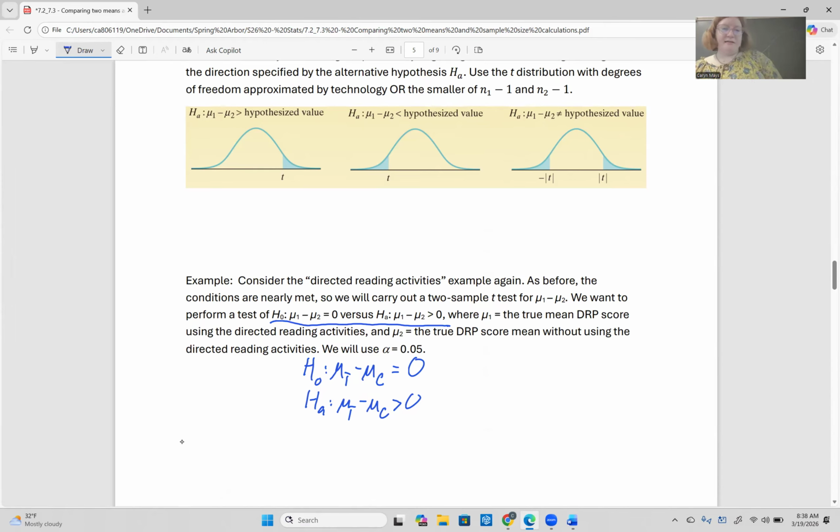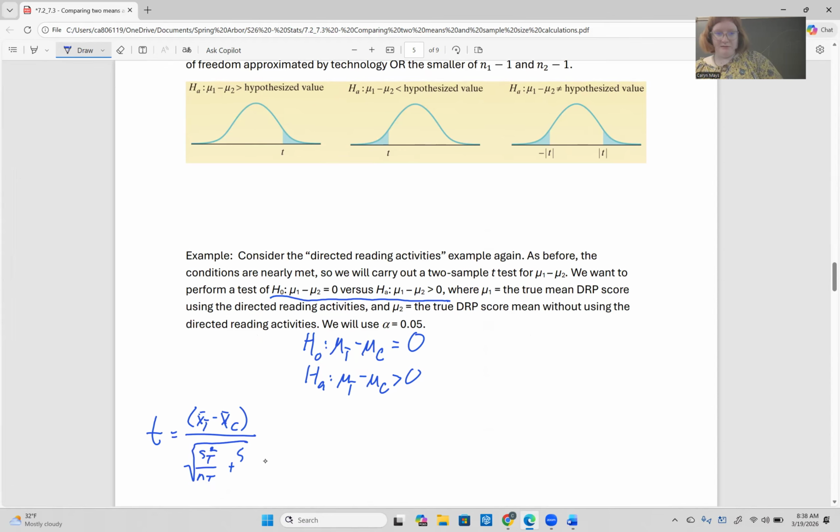Running our test, we need a T statistic. We've already checked the conditions. We've already checked that this is independent, normal, and random. So we need our T statistic. Our T statistic is x t bar minus x c bar all over the square root of s t squared over n t plus s c squared over n c. Just replacing ones and twos with t's and c's.